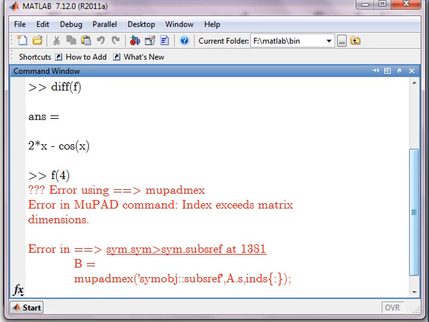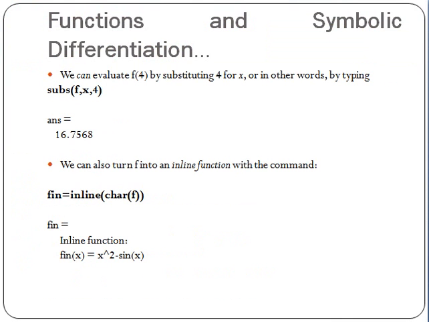But if I want to calculate the value of this function, then I cannot. For example, I have given f of 4, and the output is an error. So we can evaluate f of 4 by substituting 4 for x, or in other words by typing subs of f comma x comma 4, and then you will get the answer as 16.